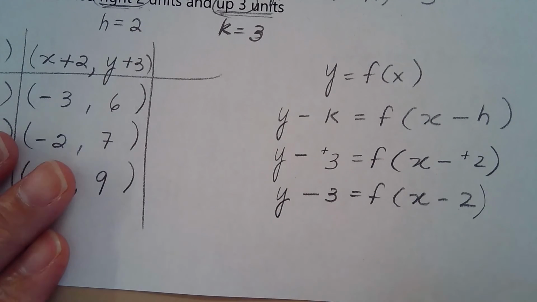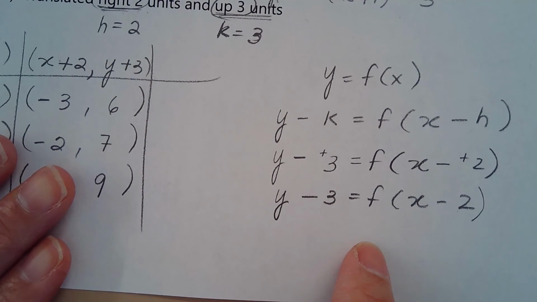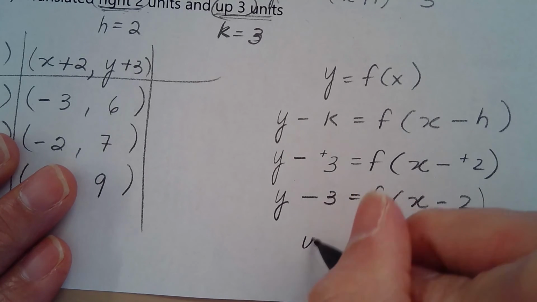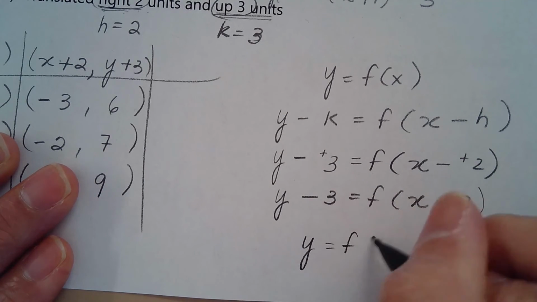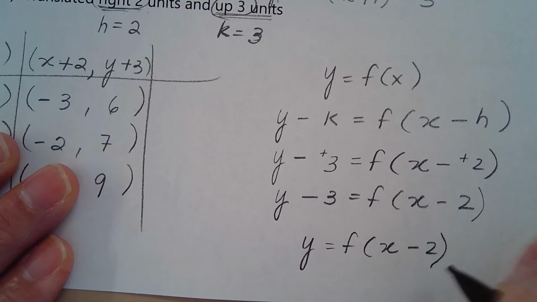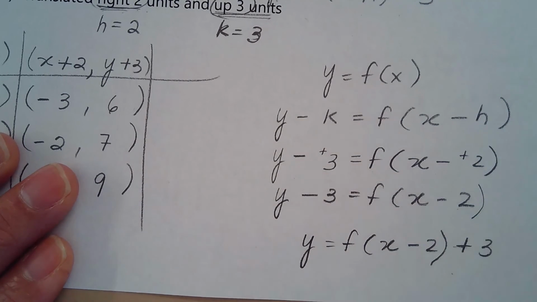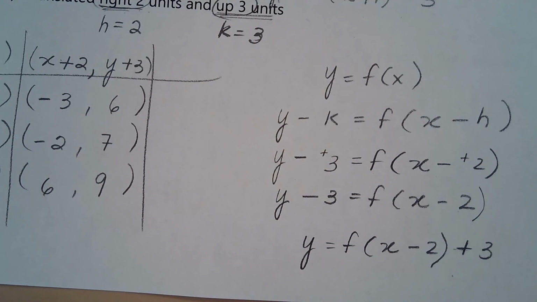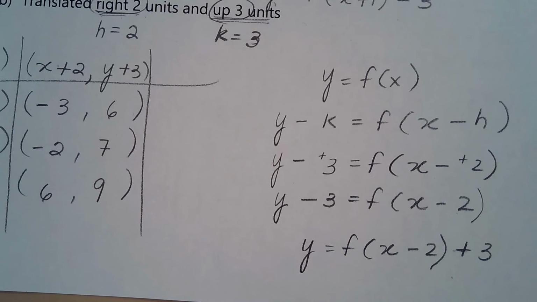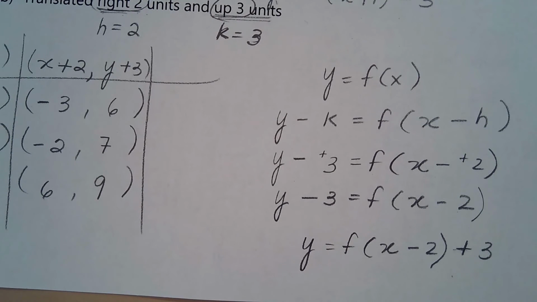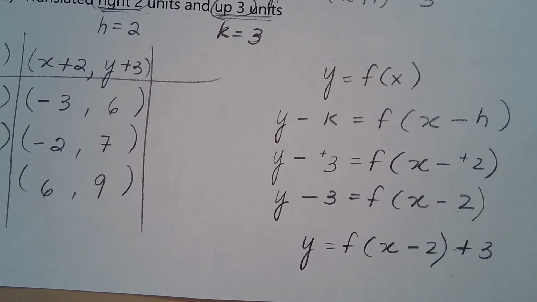And again, if we want to write it so that the y is on its own, you take the negative 3 to the other side of the equation. It's y equals f of x minus 2 plus 3. Is that better? Are we all on the same page? Is everybody on the same page? Yes? Okay.